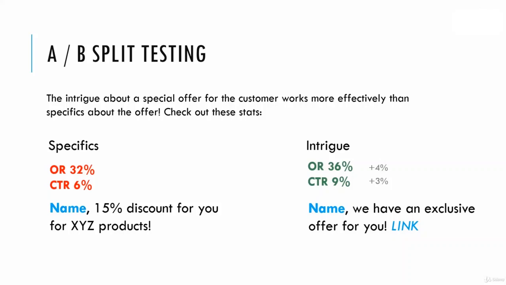So as you can see, when I was specific about a discount, I got a 32% open rate and a click-through rate of 6%. When my pre-header sentence was intrigue, my open rate was 36% with a click-through rate of 9%. So I increased by 4 and I increased by 3%. Maybe 15% isn't enough for that user. But in the second one, we have an exclusive offer for you. There's intrigue with that. I want to click that link.